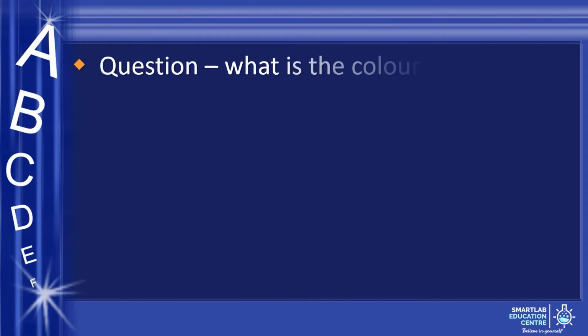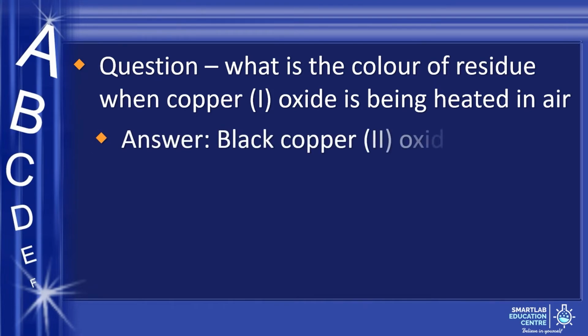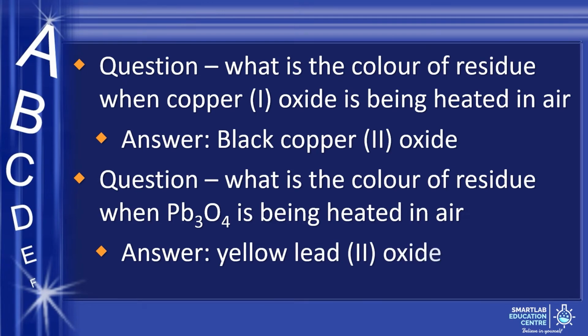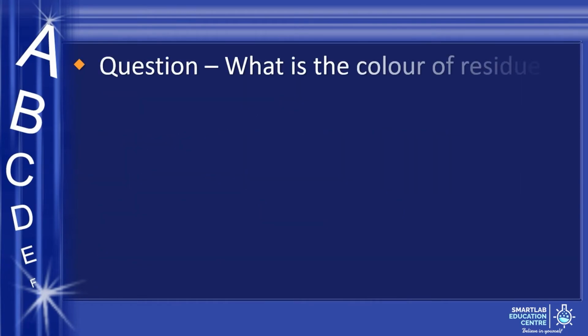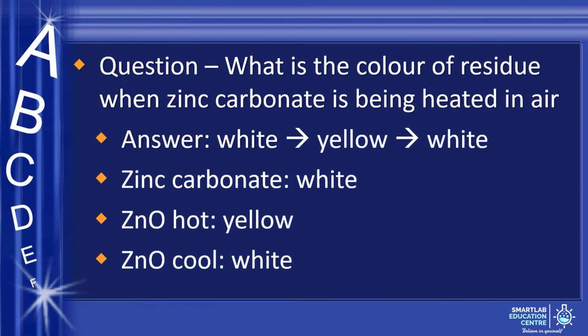When copper is being heated in air, the color of the residue is black copper(II) oxide, while for lead tetroxide, yellow lead(II) oxide is formed. While for zinc carbonate, when it is heated in air, its residue goes from white to yellow and lastly back to white when the zinc oxide produced is cool.